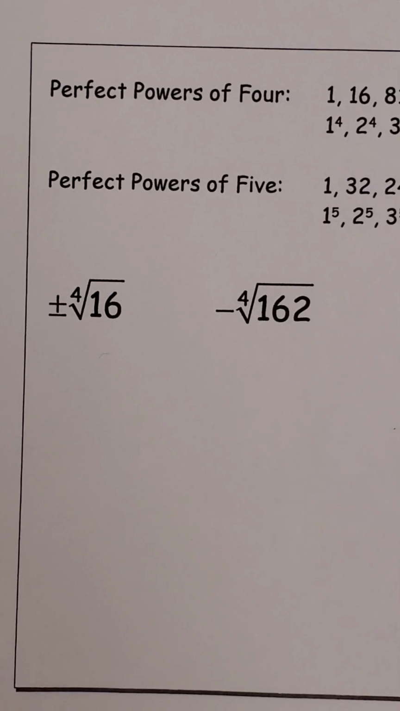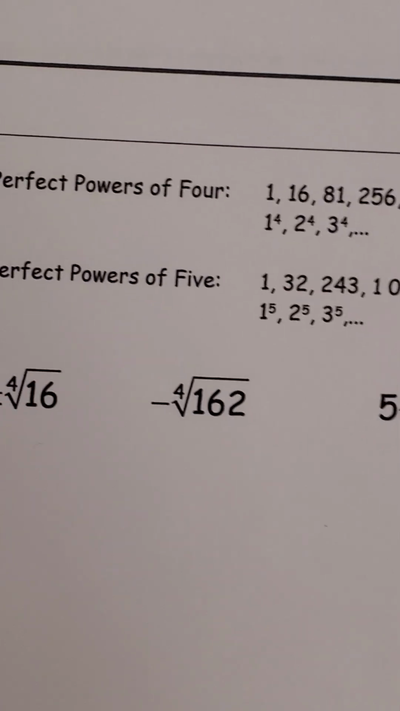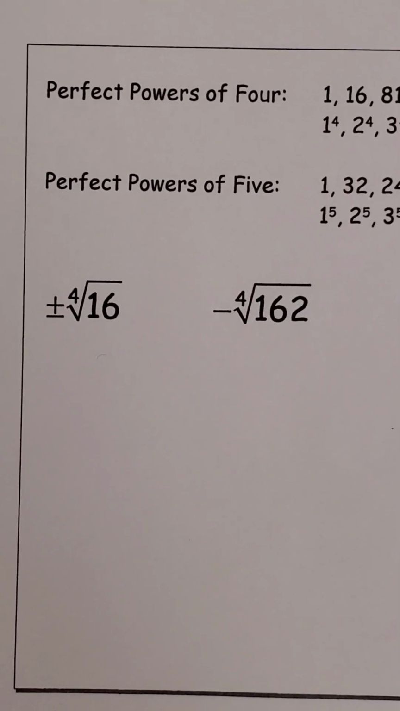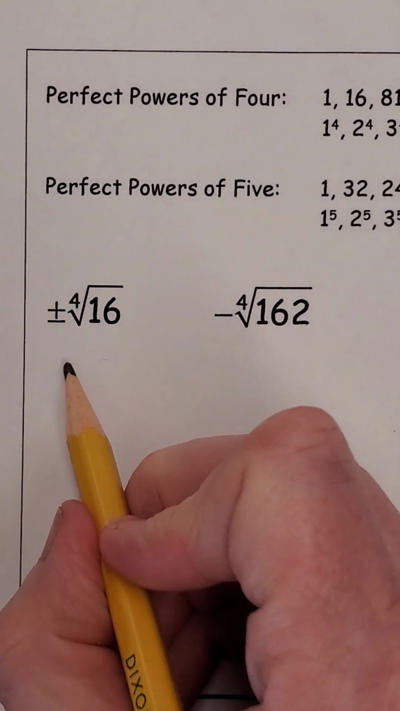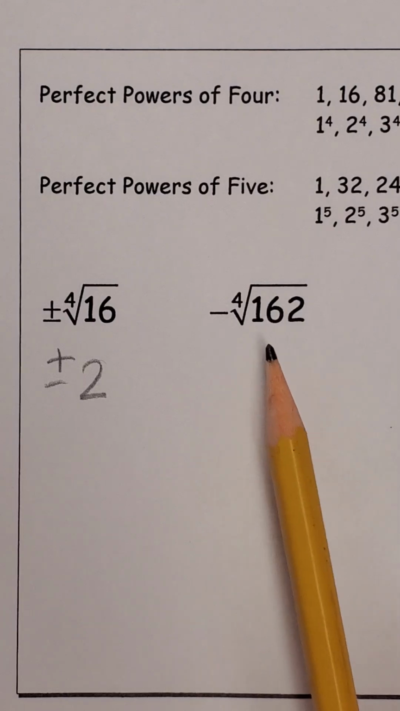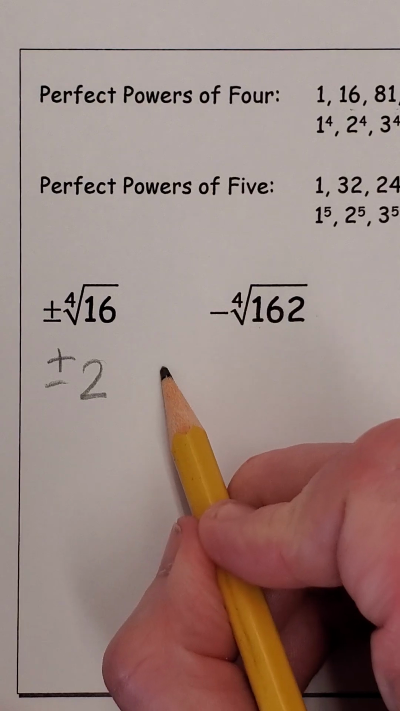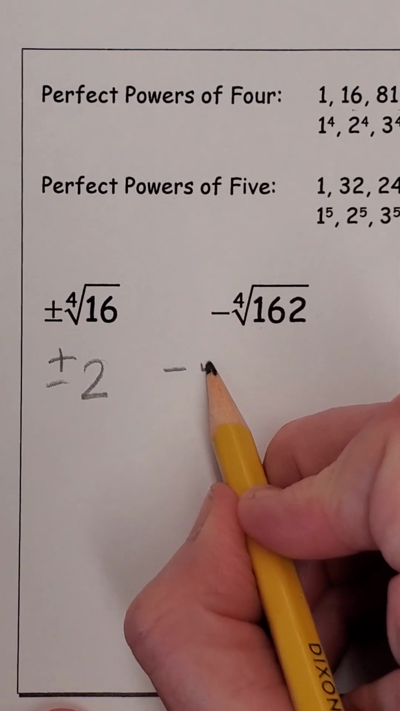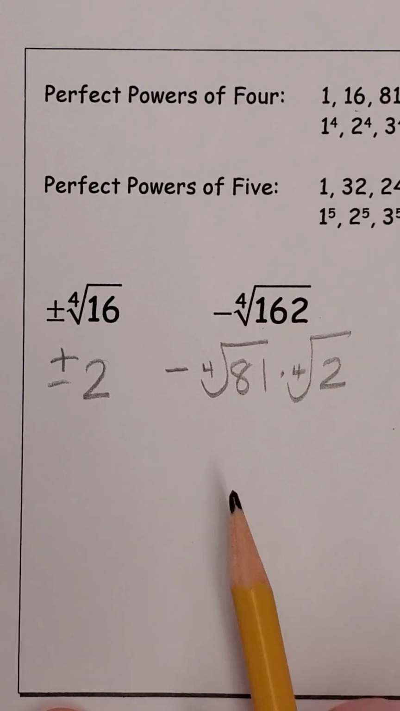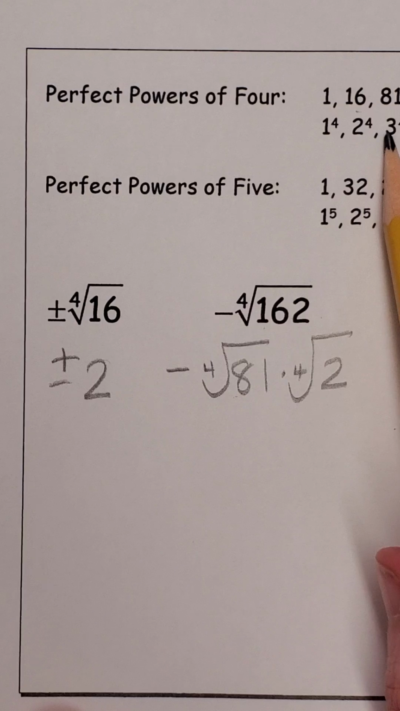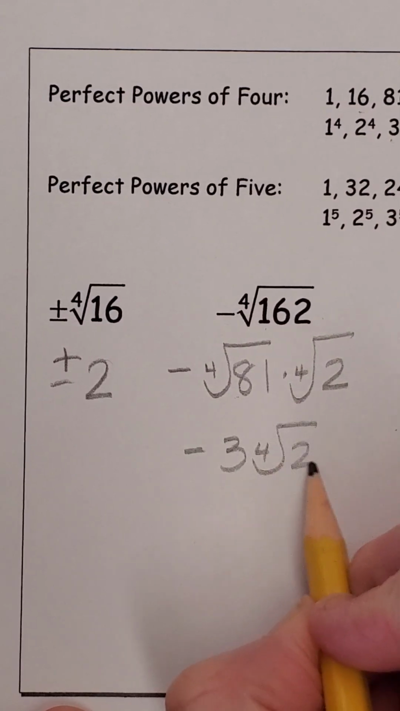So I just have a couple more examples here, and I've included some of the basic perfect powers of 4 and powers of 5, different sets of notes there. This first one is a perfect power of 4, so it is plus or minus 2. So now we have to go 162. 16 doesn't divide evenly into it, but 81 does. Bring that negative down, that's part of our coefficient. 4 and another 4th root of 2. So you can look here, or you can type in the 4th root of 81, and we end up with that.